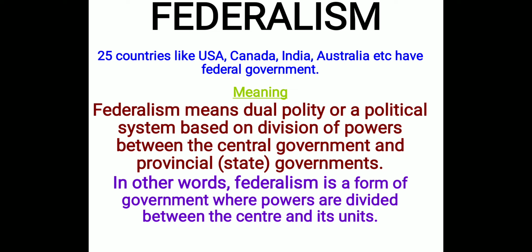So it is a dual polity system. There are two governments. Dual polity means double government. One government for the entire country, and another government for a particular state, a particular region. Like the government for Haryana is called government of Haryana. Government for West Bengal is called West Bengal government. Government of Rajasthan is called government of Rajasthan.